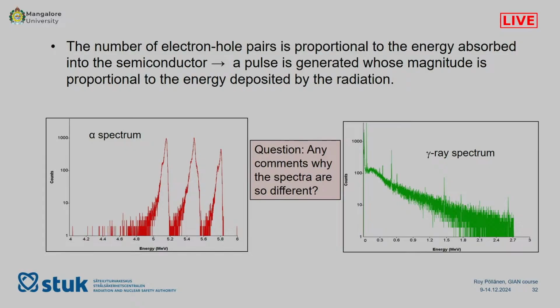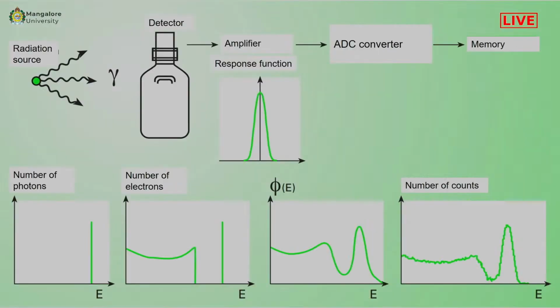Okay, if not. In the case of photons, you have to remember that the energy is always the same for each photon. For example, cesium-137 emits exactly 662 kiloelectron volt photons. However, in the detector, the signal is different because of some things that I will explain later.